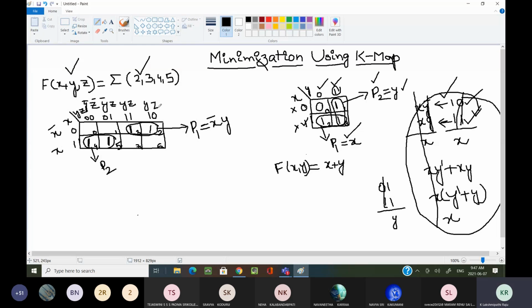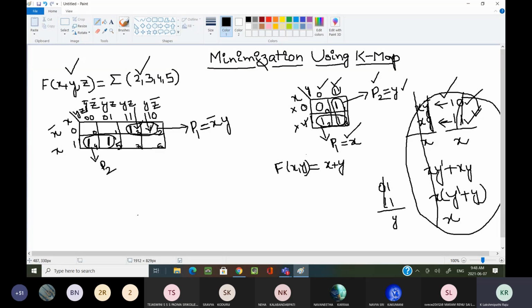YZ bar. Now, if I consider column wise in these two min terms, which one is varying? If I consider column wise, which one is varying? Z is varying. Y is common. Now I have written Y and I have cancelled Z.